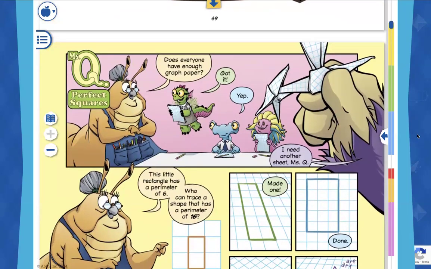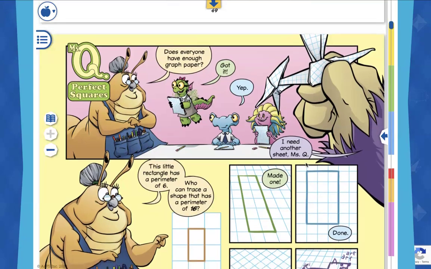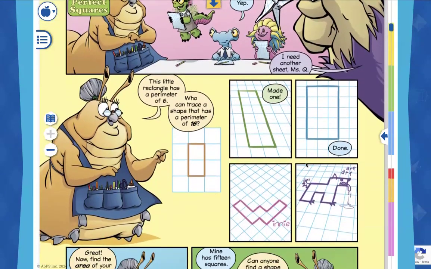Okay, go ahead. I want to read the perfect squares thing. Go ahead. Everyone have enough graph paper? But Nevan wanted to be Miss Q, I thought. I don't know. Okay, no, you guys. I want to be Alex. Oh, Alex. Okay. Sorry. Go ahead. Who is this green guy? Green guy is Lizzie. Got it. Alex, Nevan. Go ahead. I need another sheet, Miss Q.